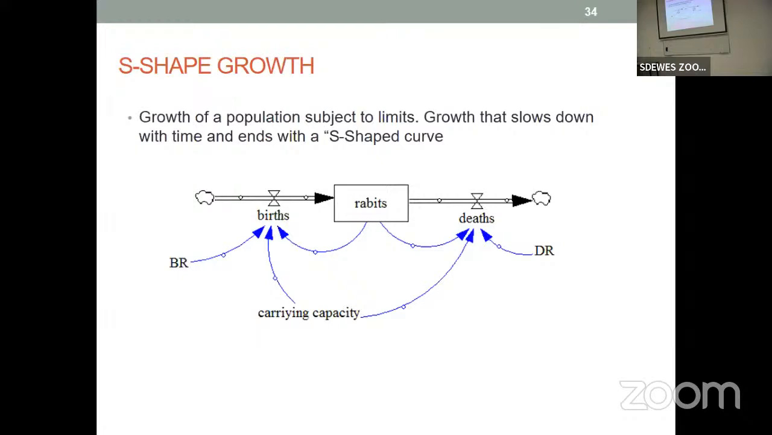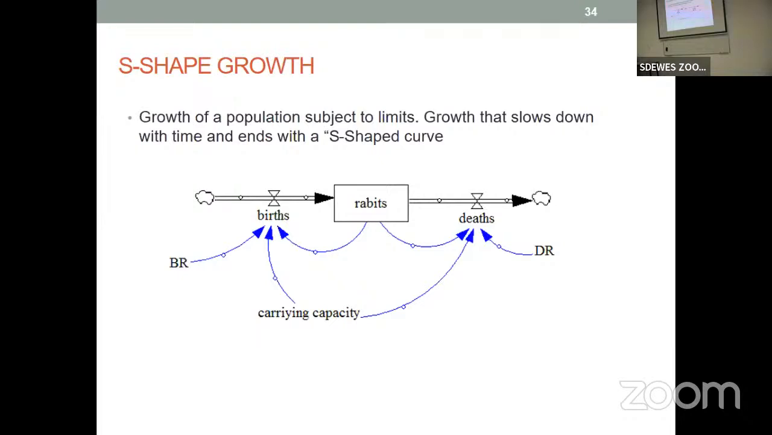We have an initial stock of rabbits, and for these rabbits we have births. The number of births will depend on the number of rabbits we have and also the birth rate. So the birth rate multiplied by the rabbits gives new rabbits every year, for example. And also we will have deaths. The number of deaths will depend on the number of rabbits and the death rate. So multiplying the death rate by the number of rabbits, you will have the deaths.